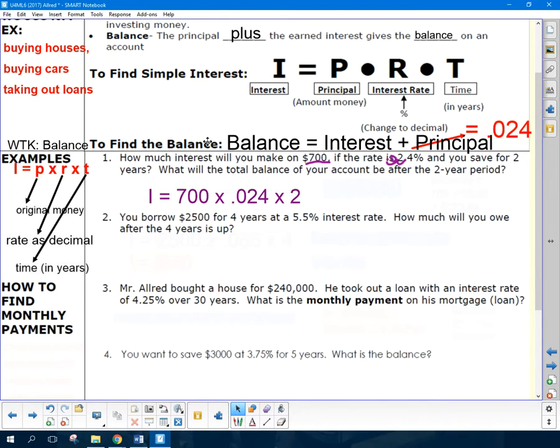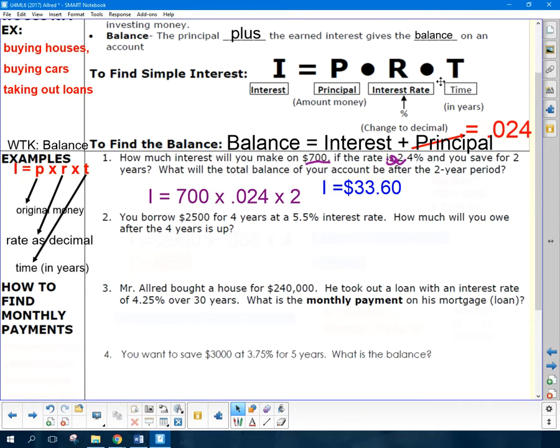So 700 times 0.024 times 2 years. Take your calculator out and you multiply all those things together. That gives you 33.6. We've done this a lot in this unit, but to talk about money, we need to write 2 decimal places. So we put a 0 after the 6, and that's $33.60. Okay? That is just the extra amount of money that account will earn.